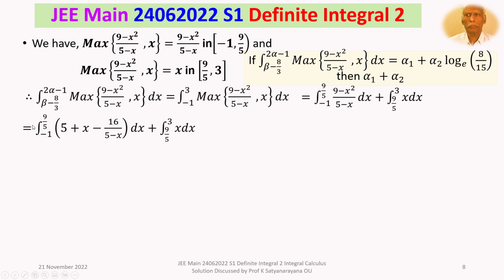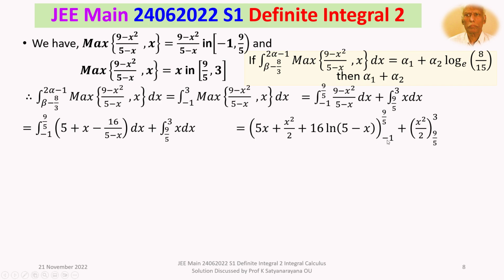Integral from minus 1 to 9 by 5 of (9 minus x square) by (5 minus x) is written as 5 plus x minus 16 by (5 minus x), after the division. After the division, it will be like this with respect to x, and from 9 by 5 to 3 the integral of x dx. Now integrate. So the integral of 5 is 5x, the integral of x is x square by 2, and the integral of minus 16 by (5 minus x) will be 16 times log of (5 minus x). Yes, it is plus only. Right.